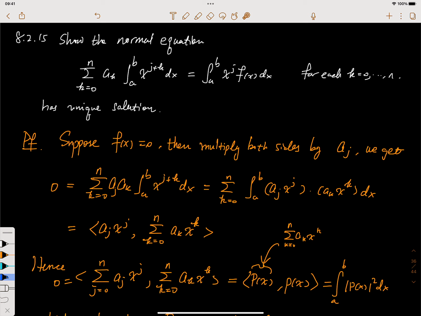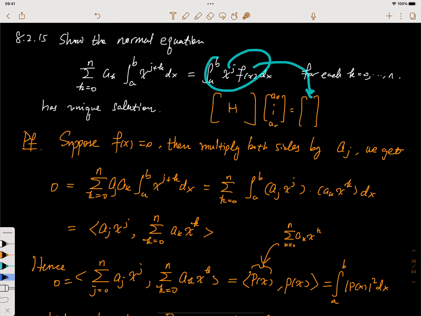Basically it means that this is a linear system, which we have this Hilbert matrix formed by those kinds of things, and then the unknowns a_0 to a_n, and on the right hand side we have these terms for k equals 0 to n.